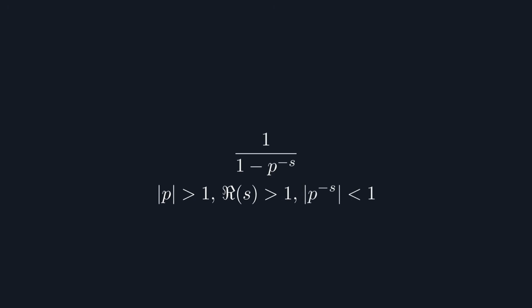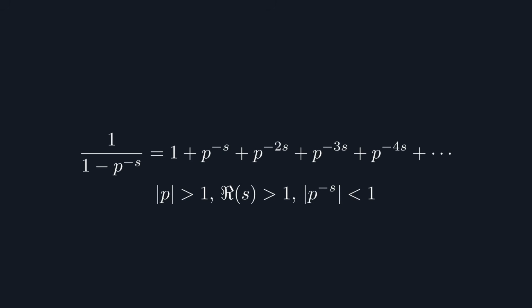To do that, we look back at the argument of the infinite product, 1 over 1 minus p to the negative s. Because p is prime, its absolute value has to be greater than 1, and from the sum definition of the zeta function, the real part of s is greater than 1. Because of these two conditions, the absolute value of p to the minus s must be less than 1, and therefore we can expand this as a geometric series.